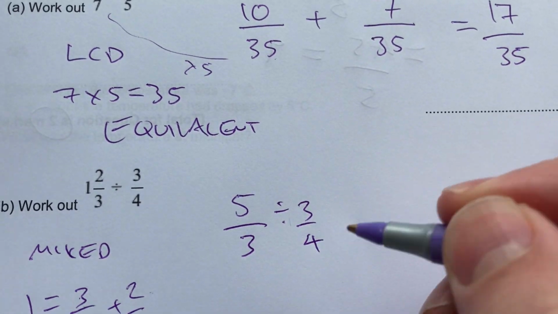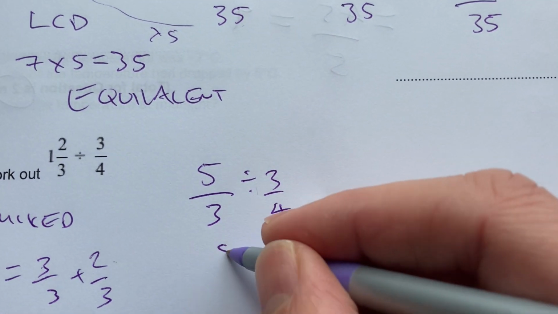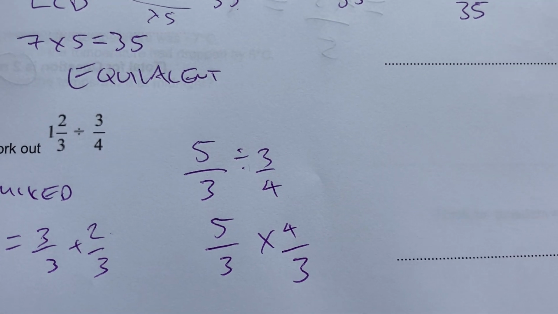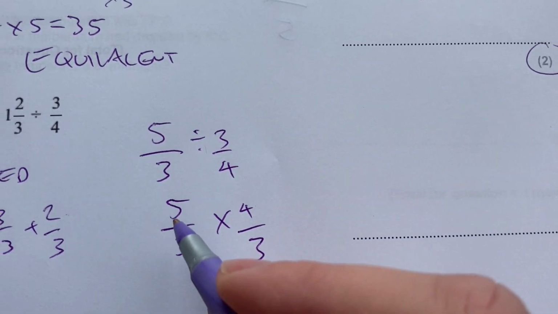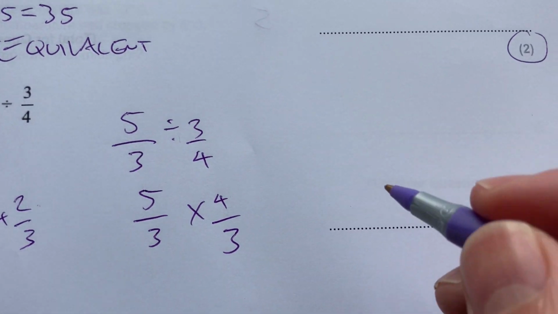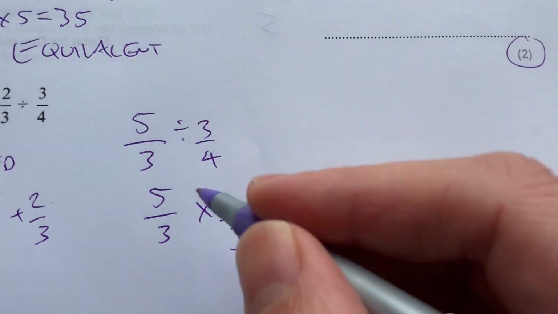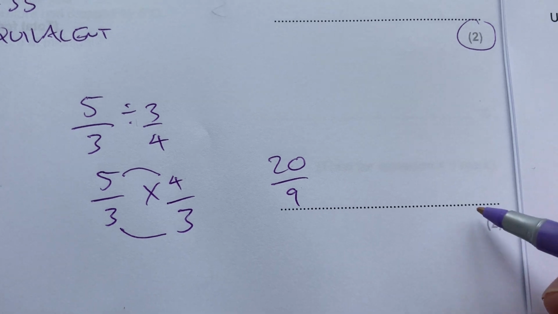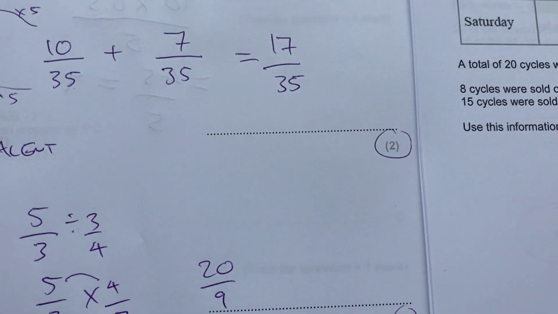Dividing by 3/4, what we do then is we flip that over. 5 over 3 times 4 over 3. And now, multiplying fractions, we just multiply across. 20 over 9. 5 times 4 is 20. 3 times 3 is 9. And that should be another 2 marks.